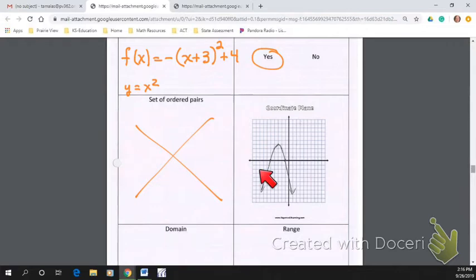So domain. Does it go forever left and forever right? Yes, it goes forever left and forever right. So my domain is script R. And my range, does it go forever up and forever down? No, it does not. I would say you want to start at the lowest number and work your way up. So you would start at negative infinity and work your way to positive 4. So negative infinity all the way to positive 4, with a bracket around the 4 because you're including the 4 as part of your answer.